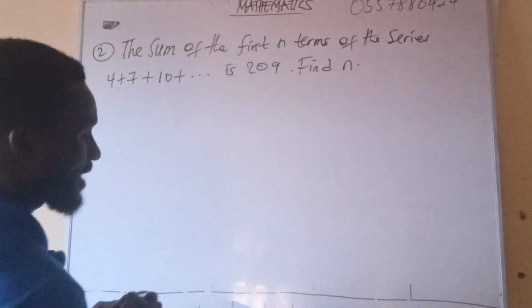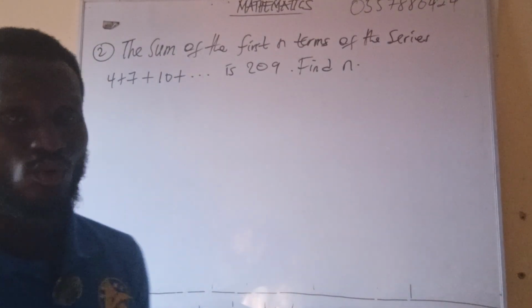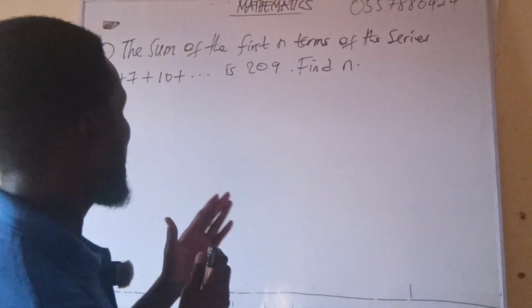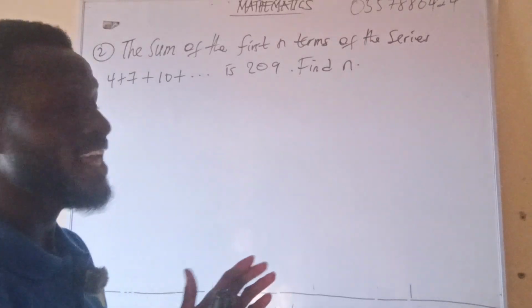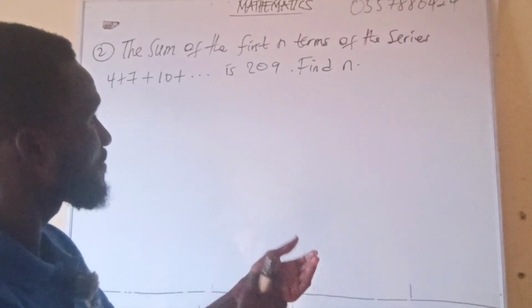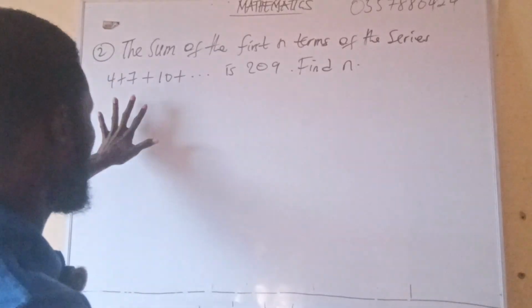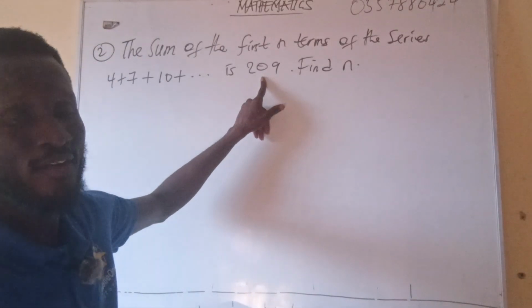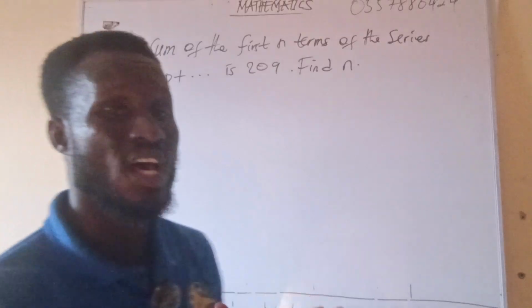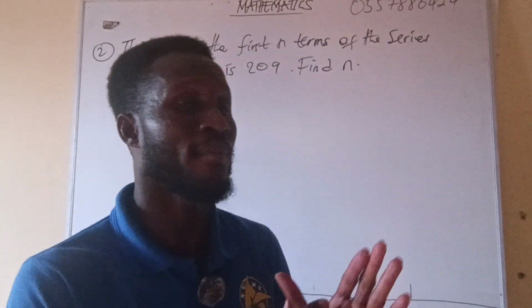Now let's look at this question. This question says that the sum of the first n terms, meaning that they have added the first n terms of the series, is given as 209. Which means that the sum of the first n terms has been given. If added from the first term up to the nth term, they are saying it is now 209. So it means that I have the sum of the n terms is equal to 209.